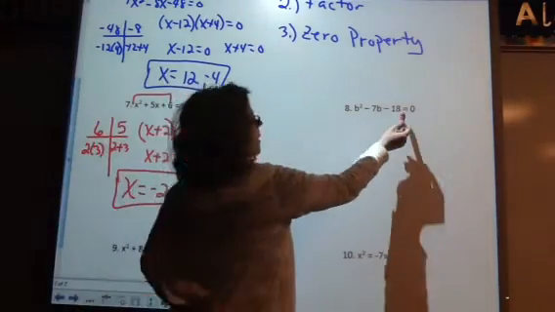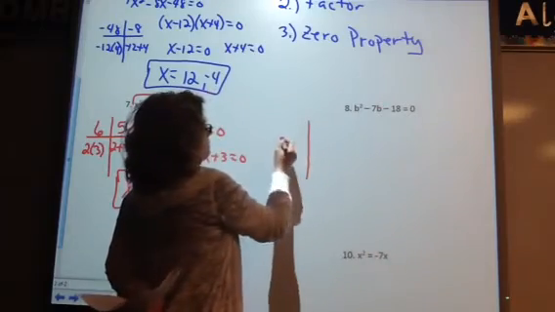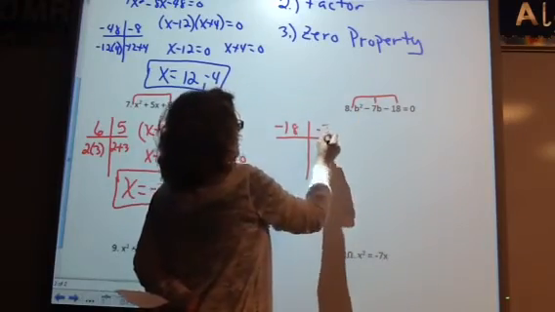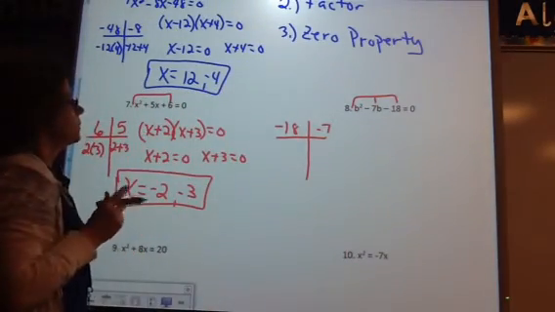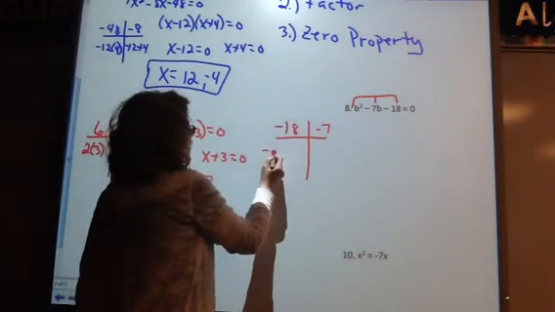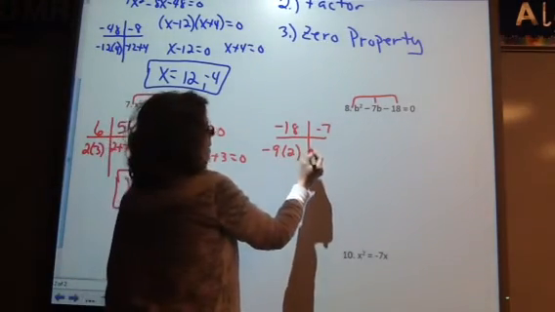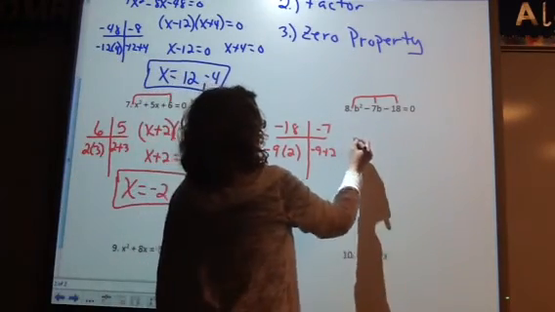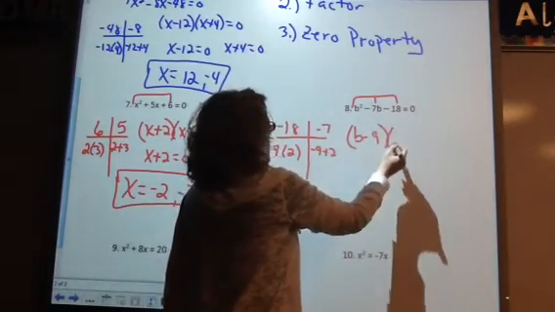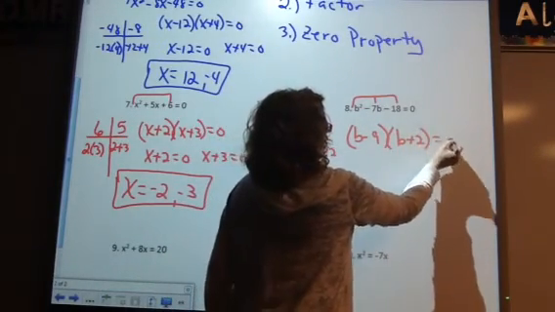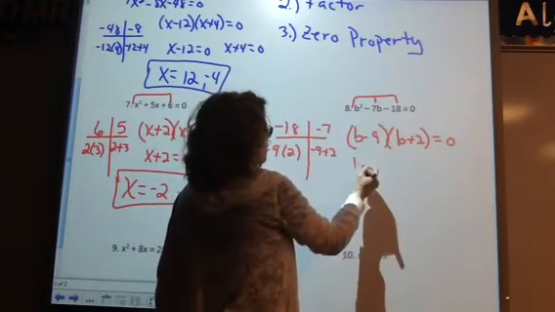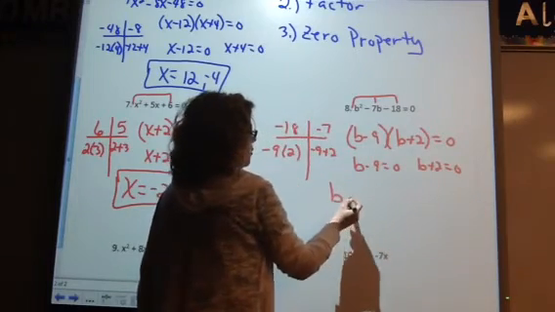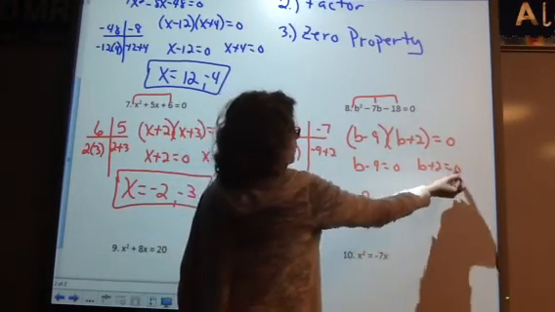All right, on 8, I already set it to 0, so we need to factor. When I multiply, I get negative 18. When I add, I get negative 7. So negative 9 times 2 gives me negative 18. Negative 9 plus 2 gives me negative 7. So I'm going to have b minus 9 and b plus 2. Set each binomial to 0. So my solution is add 9, subtract 2.